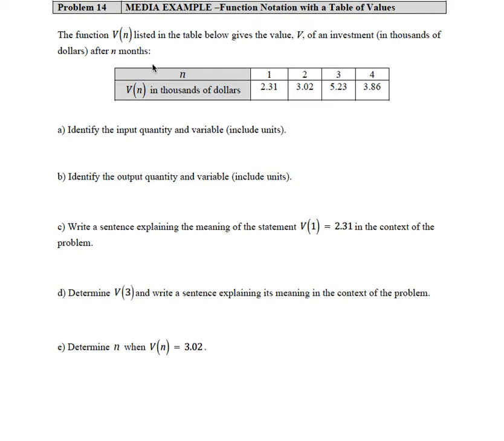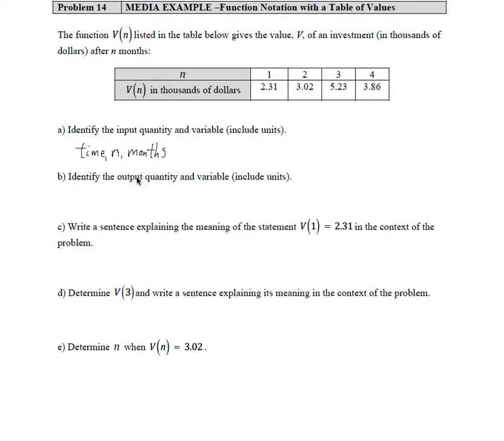In this problem, we're going to continue our work with function notation, looking at a function represented in a table. The function v of n, listed in the table below, gives the value v of an investment in thousands of dollars after n months. Identify the input quantity and variable and include units. So the input quantity is time, the input variable is n, and the units are months.